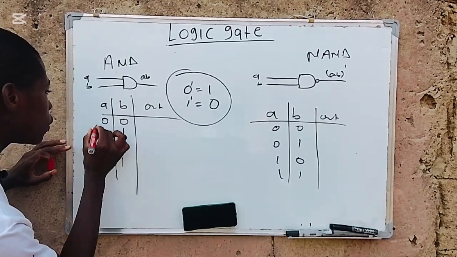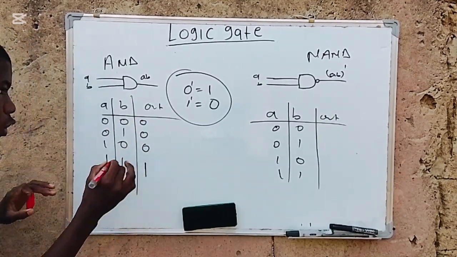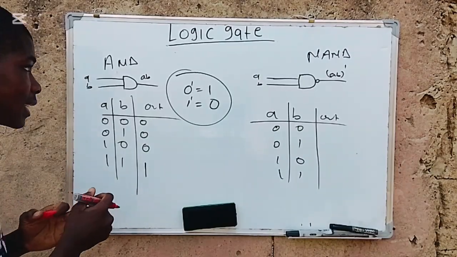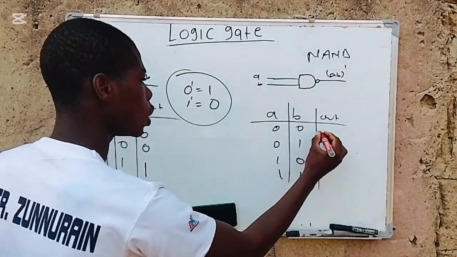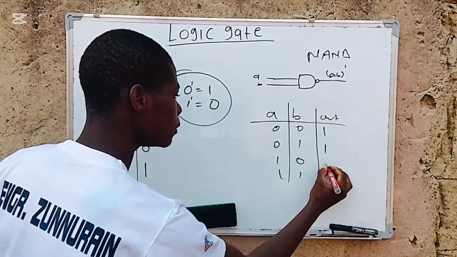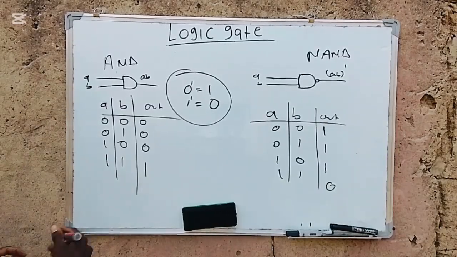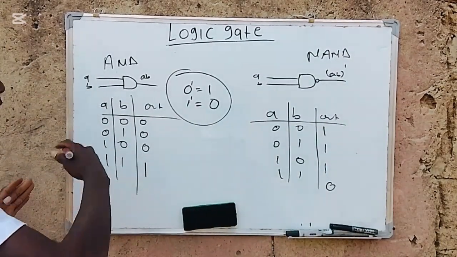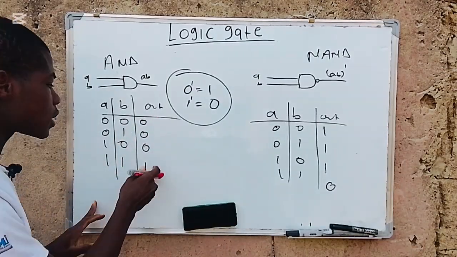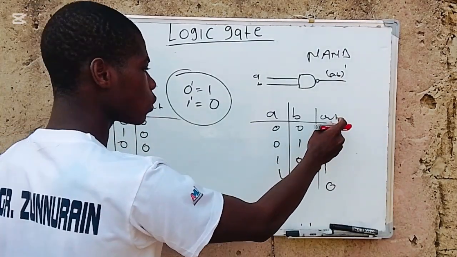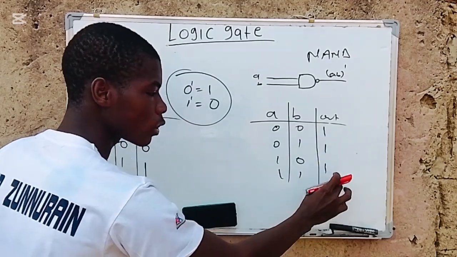So all this will be 0, this will be 0, will be 0, and this will be 1. But in the NAND, all this will be 1, will be 1, will be 1, will be 0. So as you can see, it is just a vice versa of this. This is all zeros and this is 1, and this is all ones and this is zero.